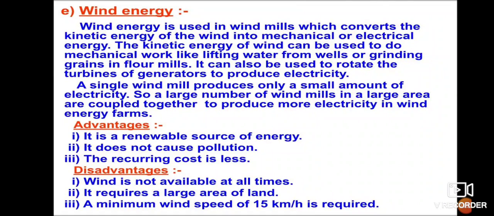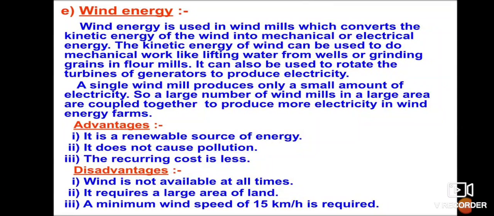Now, what are the disadvantages of wind energy? Wind is not available at all times. It requires a large area of land, and agricultural land is wasted. When wind is not available, the production of electrical energy is less compared to other times. Therefore the production of current is not fixed.